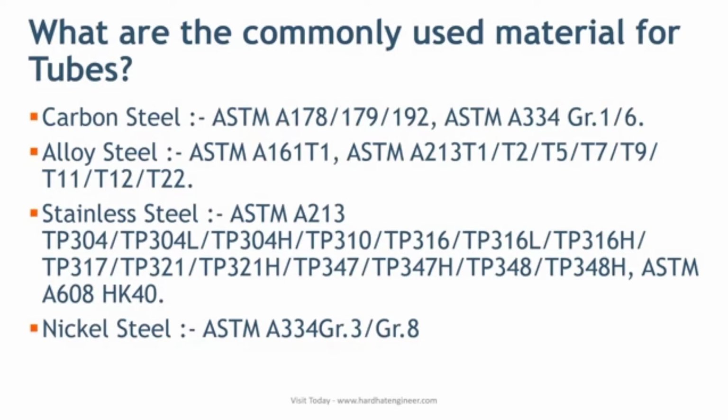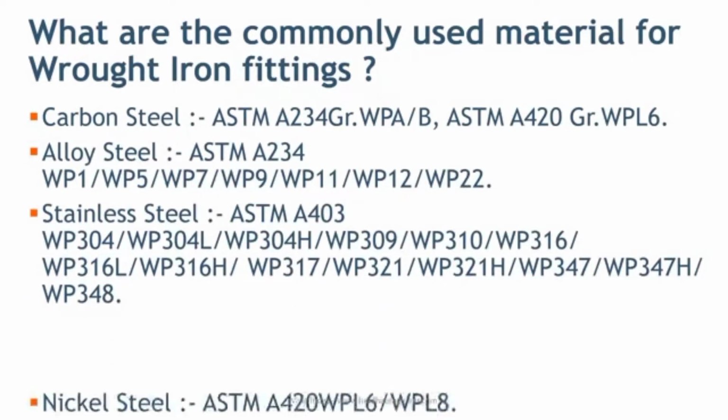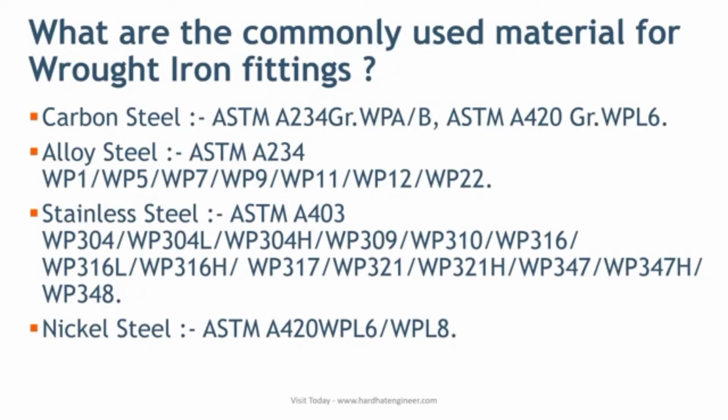On this slide, you can see the material grades for the wrought iron fittings. Here I want to explain that most of the grades are prefixed with WP. WP means wrought product and A, B, C is just like a grade number. So WPA, WPB become an entire grade.